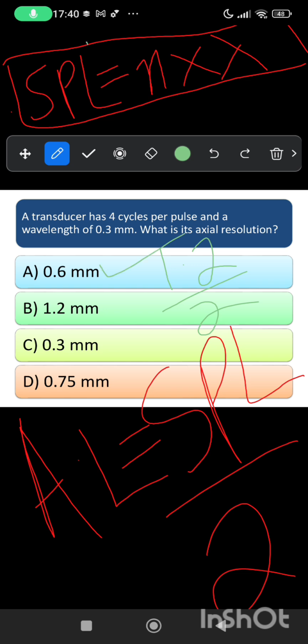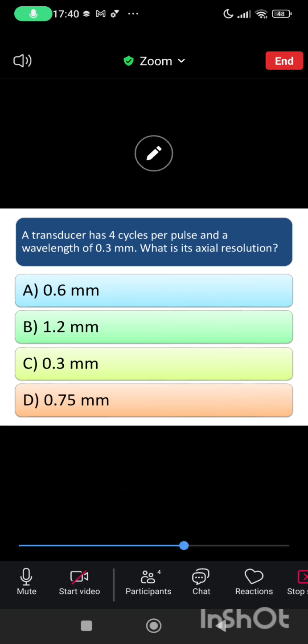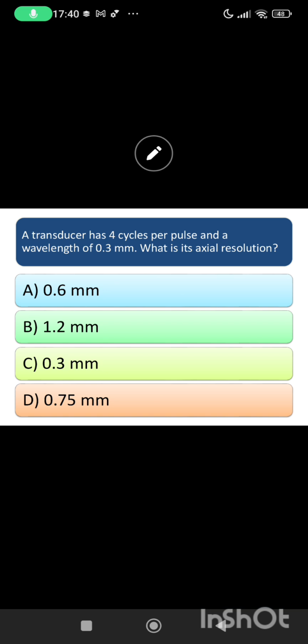And this formula is very important for the exam. This formula again is very important for the exam. All of the things we discussed about the resolution, each and every point is very much important for the exam.